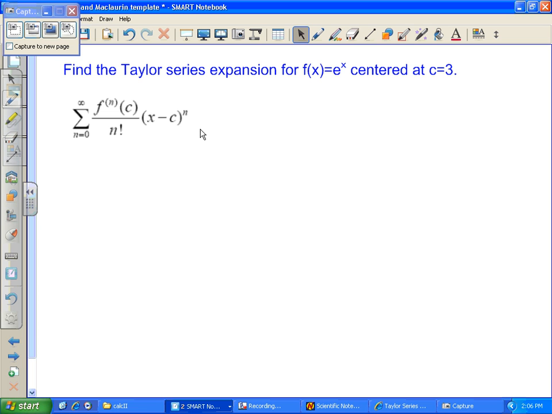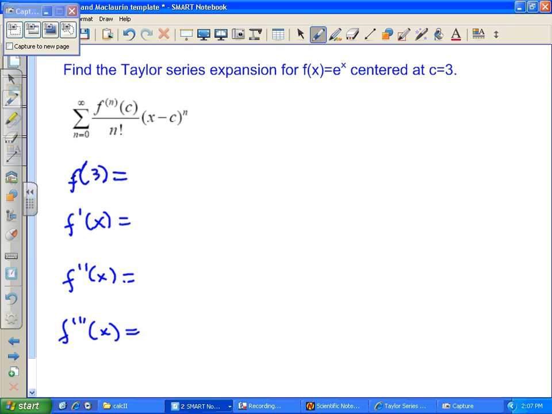Instead of x, you have x minus c. Instead of f prime of 0, you have f prime of c. Here c is 3. To be able to do this once again, you're going to need the successive derivatives. Start with f of 3, then do f prime of 3, but you need to know f prime of x first, etc.